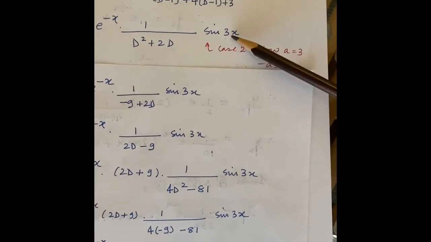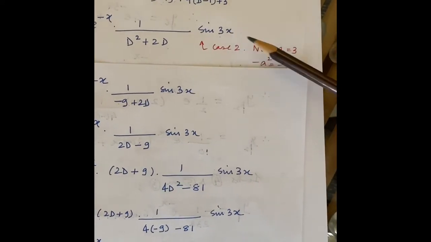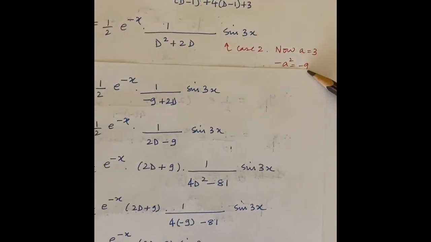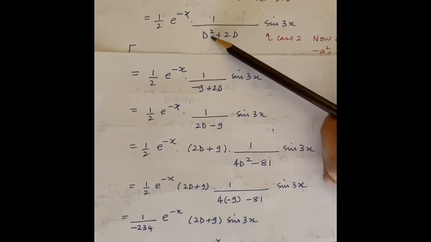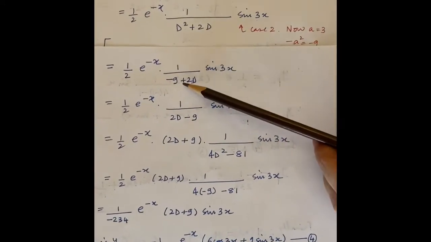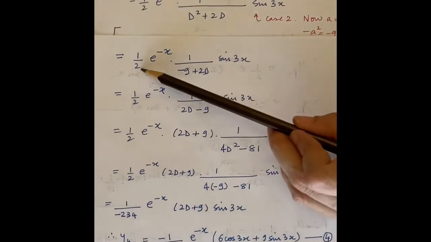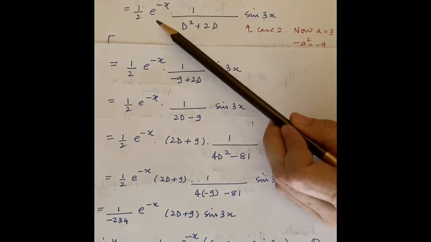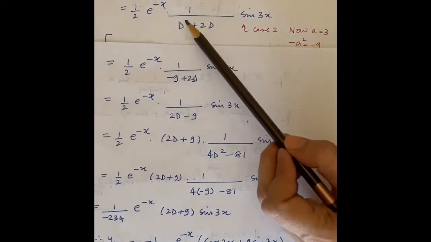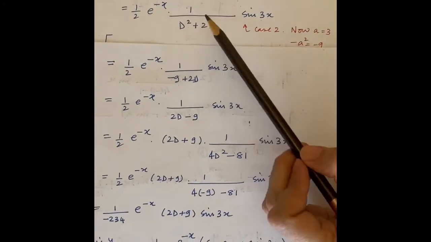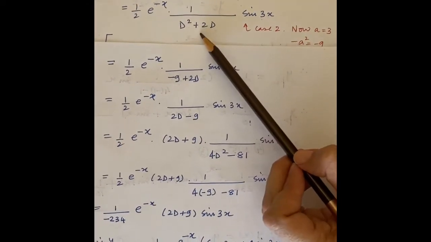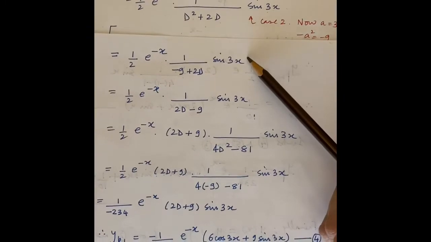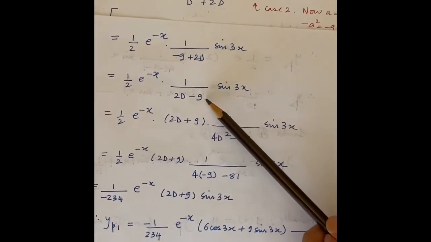Now I see that it has reduced to case 2. Now my sin(ax + b) is sin 3x. So my new a is 3 and my -a² will be -9. Okay, so wherever there is D², I put -9. So when I do that, I will get half into e^(-x). Now notice that the e^(-x) has to be continued on the left hand side only, because as per the formula, e^(-x) is on the left hand side of the operator. So e^(-x) into 1 upon (-9 + 2D) operating on sin 3x. So this becomes 2D - 9.